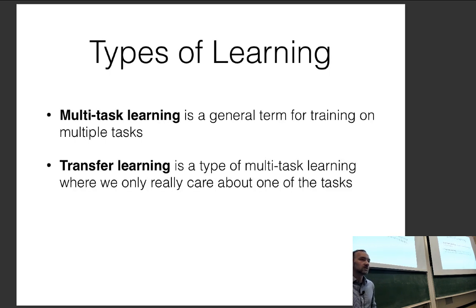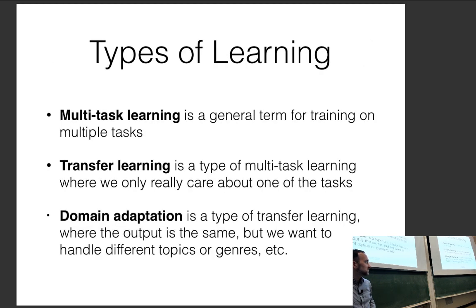Transfer learning is a type of multitask learning, and this is basically where you have multiple tasks, but you really only care about one of the tasks. So you have one task that you want to do well on, you have multiple tasks that you can train on, but you don't necessarily care about doing well on all of the tasks at the same time. You'd rather transfer knowledge from one of the high resource tasks to one of the low resource tasks, or from easily learnable tasks to less easily learnable tasks.